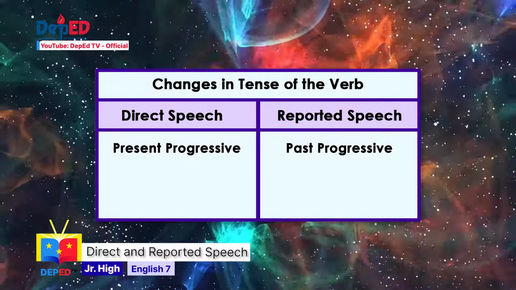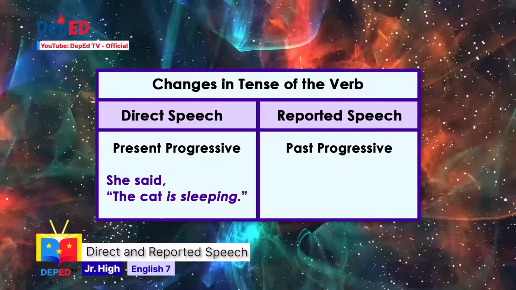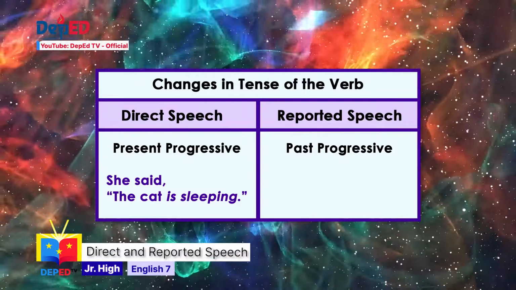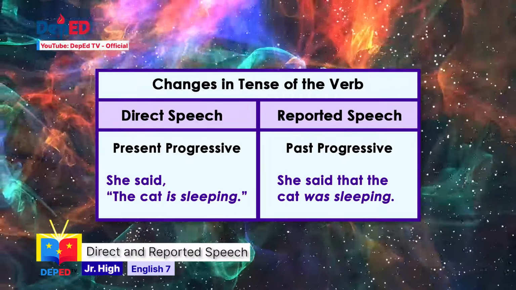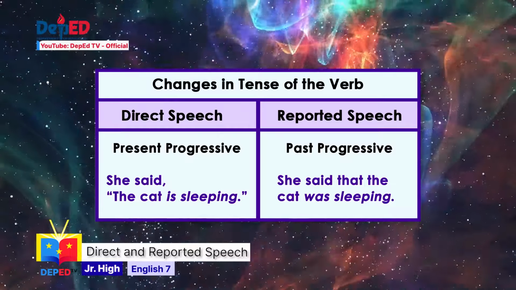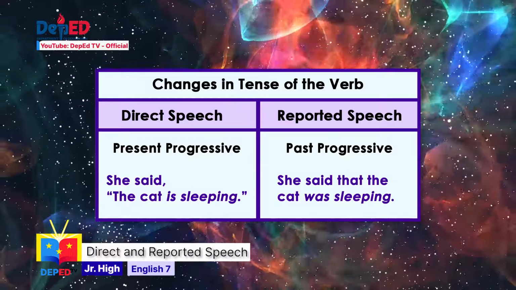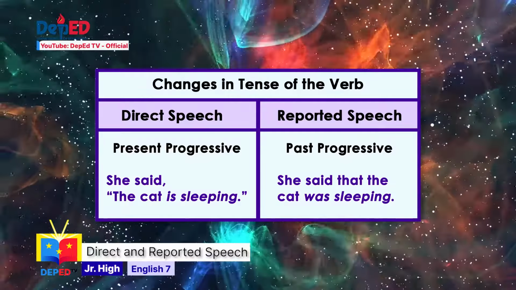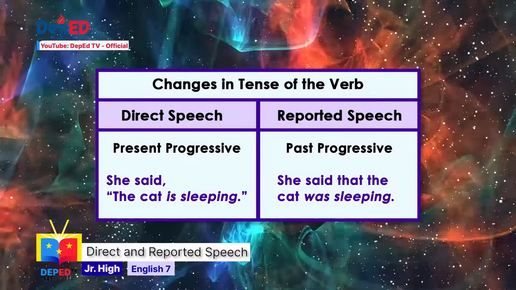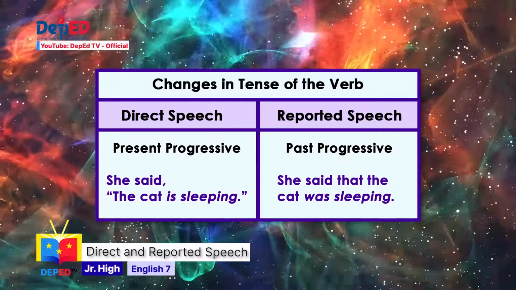Present progressive: She said, "The cat is sleeping." Past progressive: She said that the cat was sleeping. In direct speech, the verb sleeping is in its present progressive tense. In reported speech, the verb becomes was sleeping, which is in its past progressive tense.